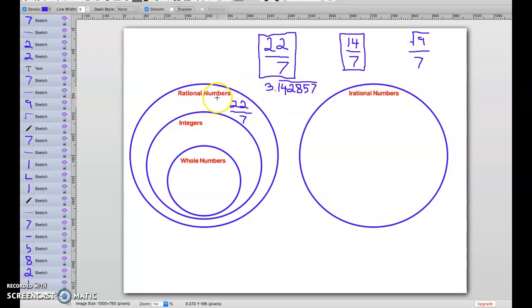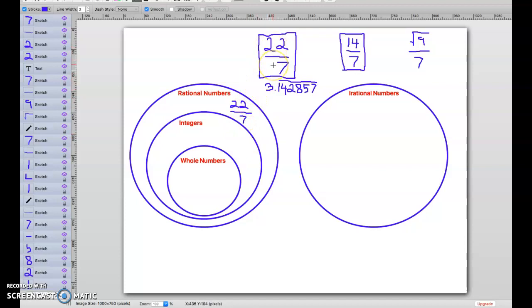So 22 over 7 would go in this circle, but maybe it should actually go in the integer circle, or maybe it should go in the whole number circle. Why does it stay just in the rational number circle and doesn't go into, why is it not an integer, or why is it not a whole number? Well, we need to talk about that.